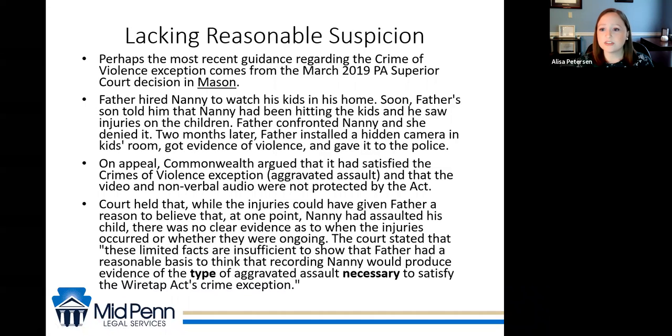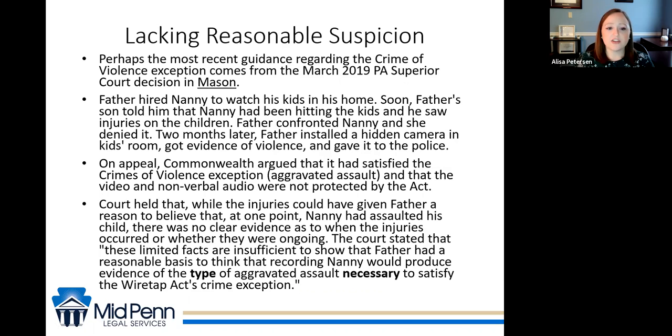And continuing on with the reasonable suspicion analysis, it's not always the easiest exception to plead. It's not always that easy of a burden to overcome. In a recent case called Mason, and this actually, I believe, came out of Dauphin County, and it was in 2019 that it was in front of the Superior Court, they spoke about this lacking reasonable suspicion.